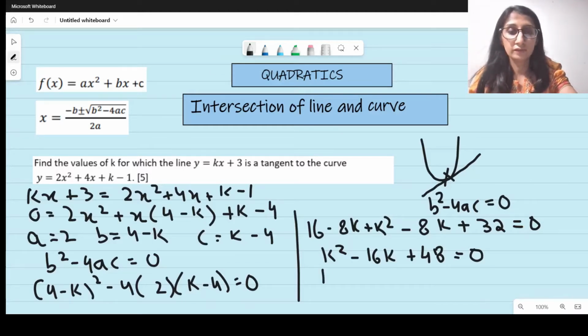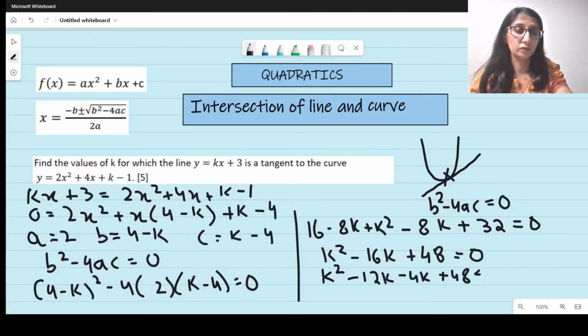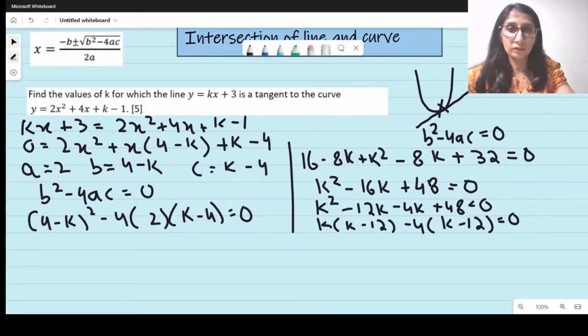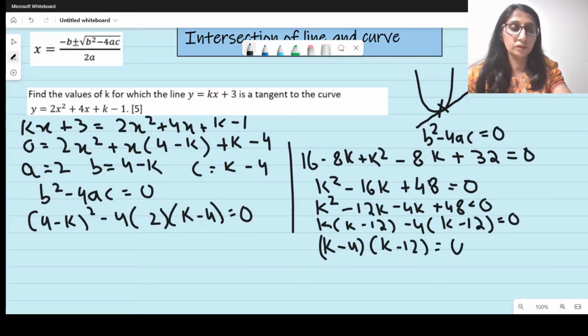So I'll do factorization. k square minus 12k minus 4k plus 48 equals 0. Take k common, k minus 12. Take minus 4 common, k minus 12 equals 0. So k minus 4, k minus 12 equals 0, which gives us k equals 4 and k equals 12, the answer to this question.